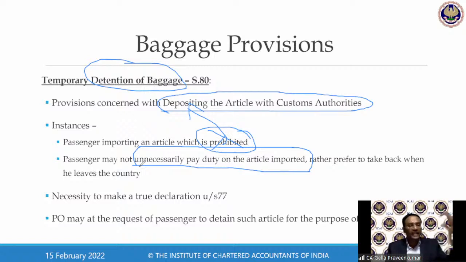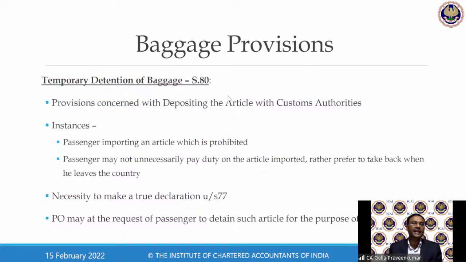For example, a foreigner who is visiting India is carrying with him, say, 5 liters of alcohol. The customs officer says, look, you are carrying 5 liters. I can allow you at best 2 liters. This fellow feels, why should I pay customs duty and bring the articles? Better I'll put it with the customs authority. When I go back to my nation, I'll pick it up from the customs authorities and go back. So here, this temporary detention is as good as a mechanism where the importer does not pay any duty. If he is not willing to pay duty, he deposits those goods with the customs authorities. When he is going back from India, on the basis of this declaration, he will take those goods back with him.